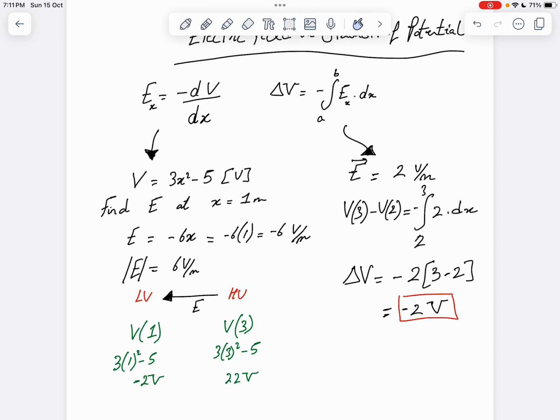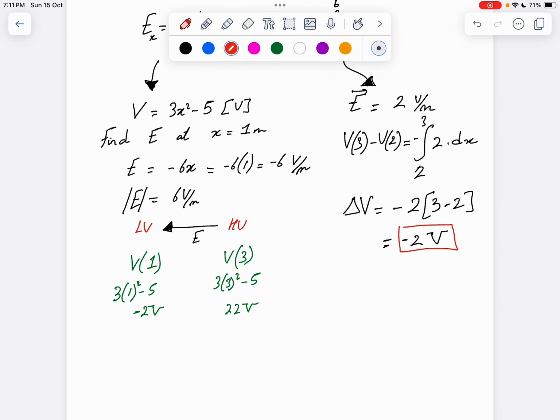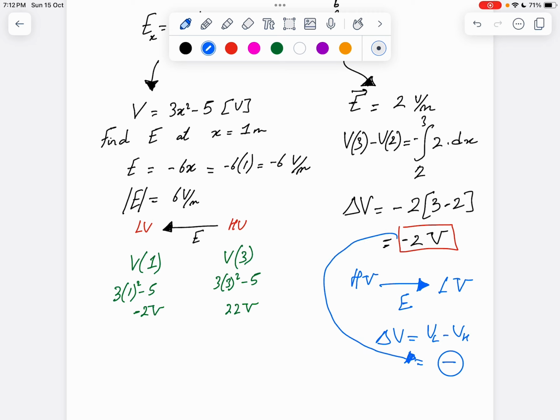And again, it makes sense because the electric field is given to be positive, which means the electric field is to the right. And as we know, this means here I have the low voltage. Electric field goes from high to low. So here is the high voltage, and here is the low voltage. So this means delta V, which is V low minus V high, you should get negative. And that's why I got this negative sign here.